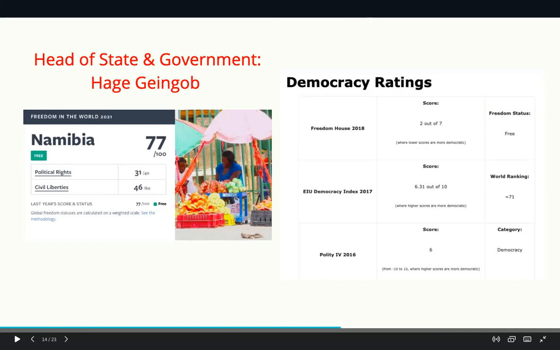Here, according to the Freedom House Index, Namibia is considered a free democracy with a score of 77 out of 100, where political rights have a score of 31 out of 40, and civil liberties a score of 46 out of 60. And here on the right side, we can see the democracy rating, where Freedom House has scored Namibia with a 2 out of 7, where lower scores are more democratic. Thus, the lower the number, the more democratic the country is. That's why it has a freedom status of a free democracy.